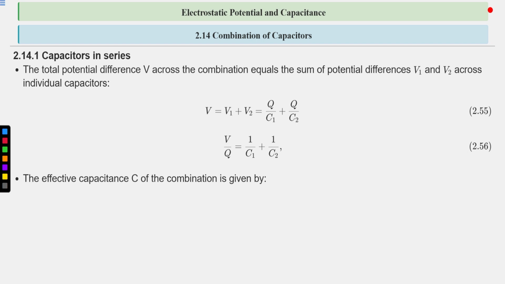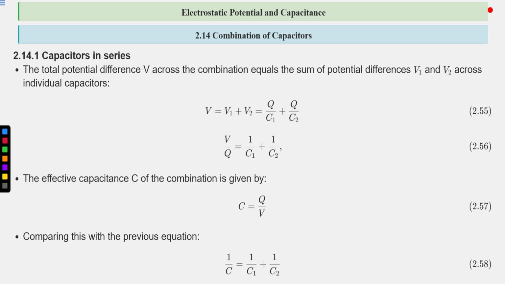So the effective capacitance or equivalent capacitance C of the combination is given by C equal to Q by V, we know. So V by Q becomes 1 by C. Comparing this with the previous equation, it will become 1 by C equal to 1 by C1 plus 1 by C2. Okay, so this is the equivalent capacitance in the series combination.